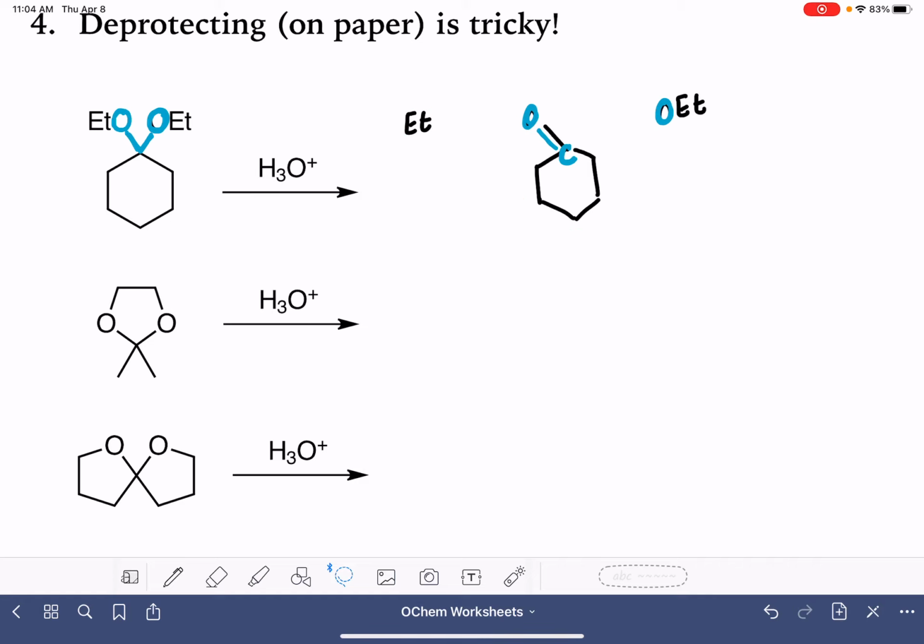We're always going to be busting this up into 3 pieces. What we have left right here, that is a beautiful ketone. That is one of the products of this reaction.